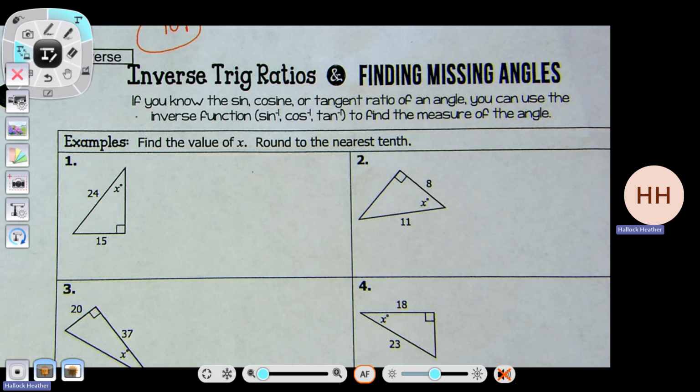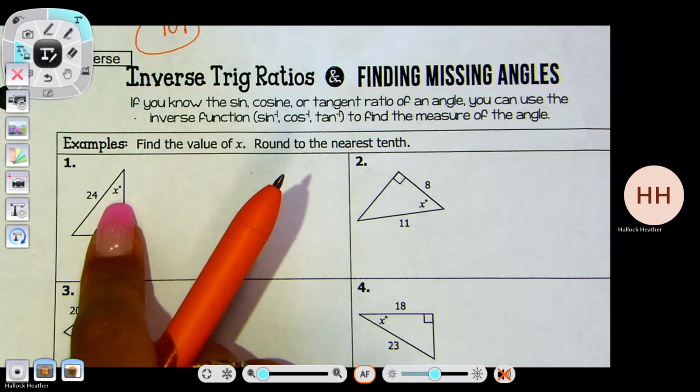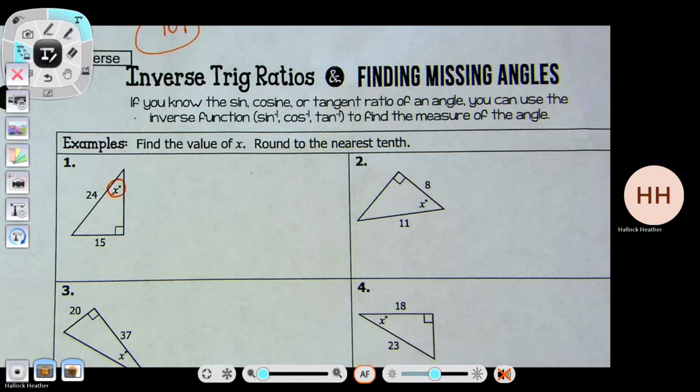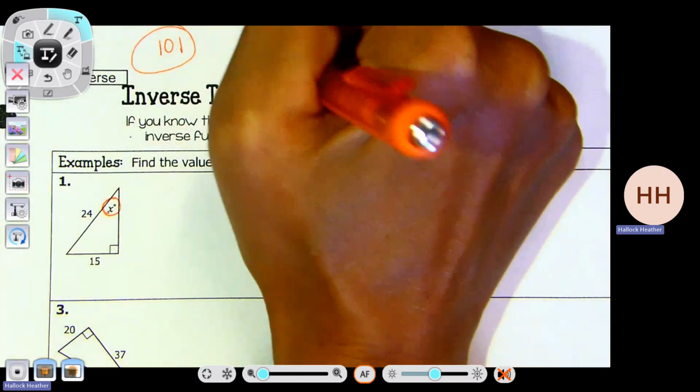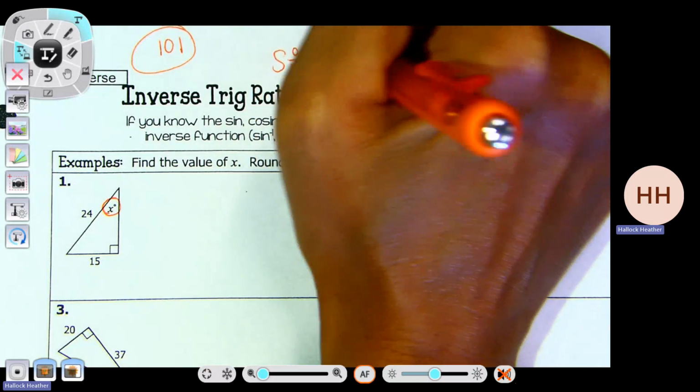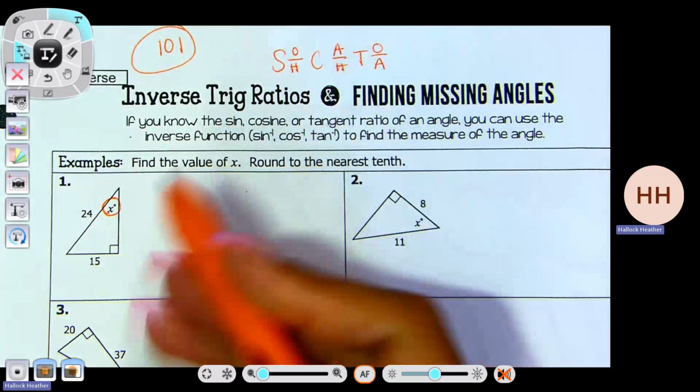So it looks like a power of -1. It's called the power of -1, it's really just an inverse. It looks like an exponent, but it's just the way inverse is written. So you are still x. You're standing there. We're still using SOHCAHTOA. Sine is opposite over hypotenuse. Cosine is adjacent over hypotenuse. Tangent is opposite over adjacent. So what do we have here?